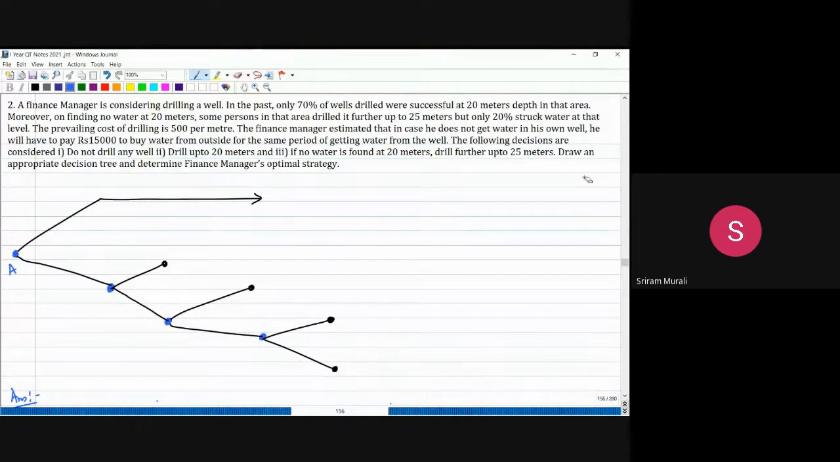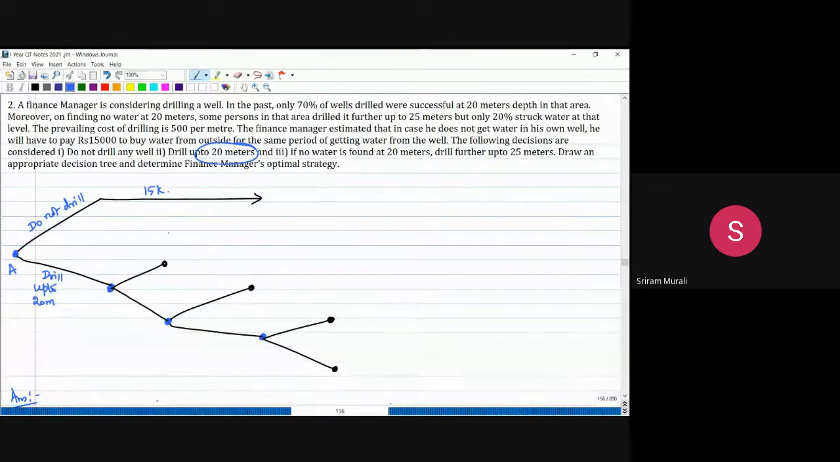I am person A. If I don't drill, that is the first case. If I do not drill, what is the flat amount I have to pay? 15,000 rupees. Am I right? Yes, sir. If I drill, till what extent do I have to drill? Drill up to 20 meters.